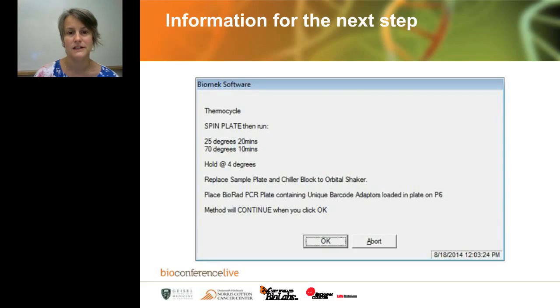And another nice feature that we have is when the machine is completed doing all of the pipetting steps, a message pops up which tells you exactly what you need to do next. So you don't need to have the paper manual or protocol right in front of you. You can rely on the software telling you what to do. So here the next step was to put it in a thermocycler. It tells you the temperature controls that you need to do, and it also tells you what to do once you put the plates back on the machine. It tells you where to load those as well.